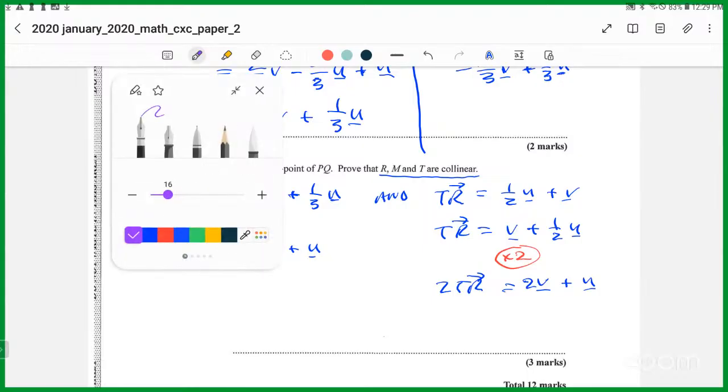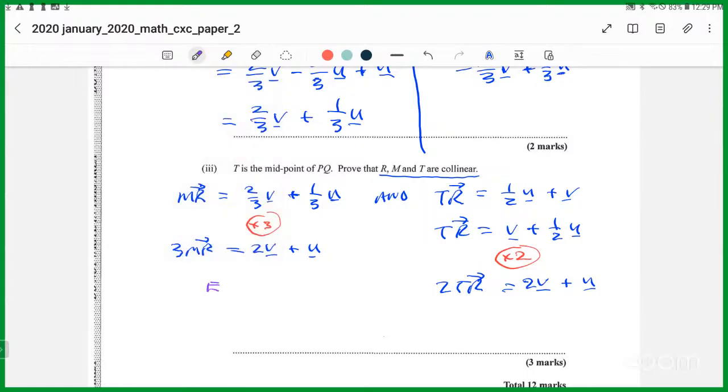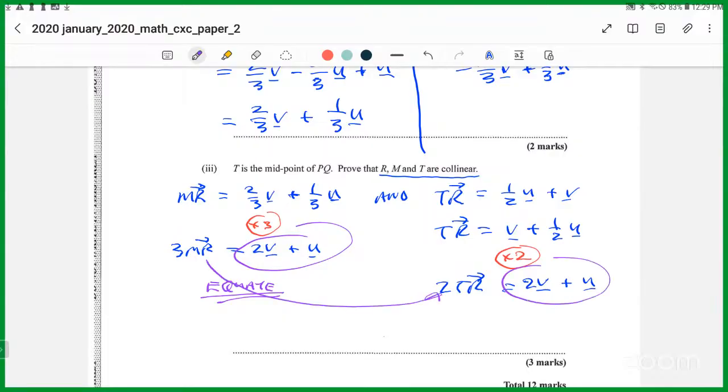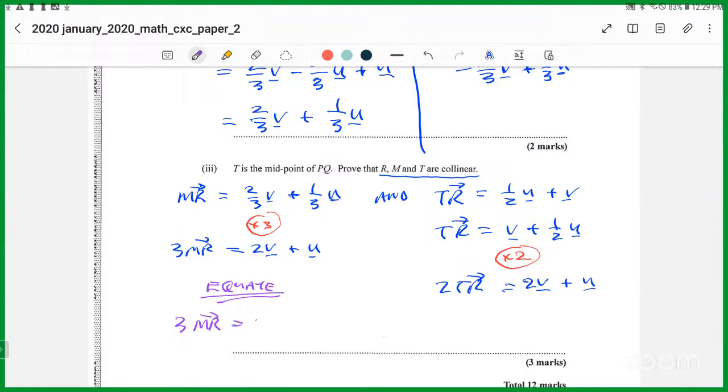Let's put that part in purple. So now we're going to equate those two vectors. As I said, both of them equal that, so it means that 3MR equals 2TR. So you can write that 3MR equals 2TR.